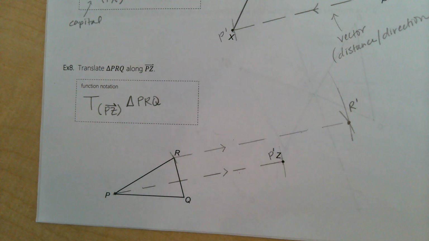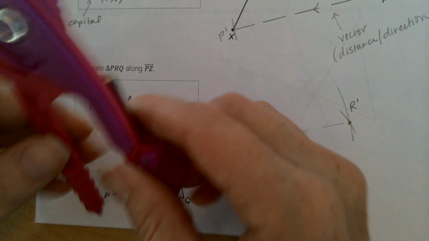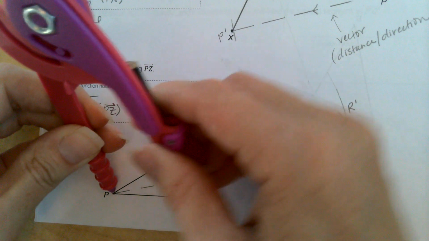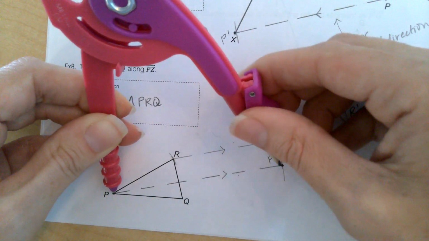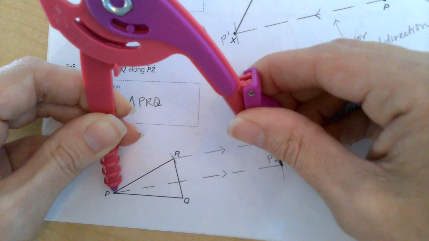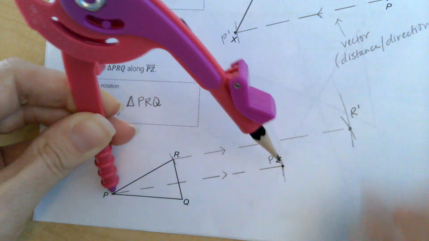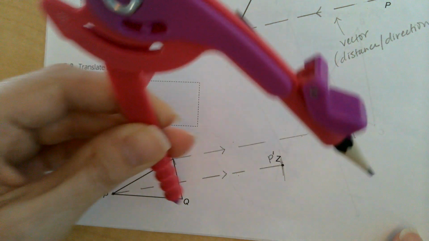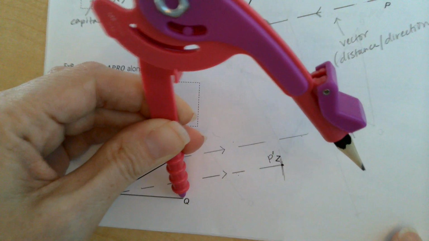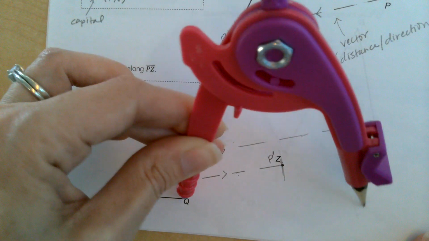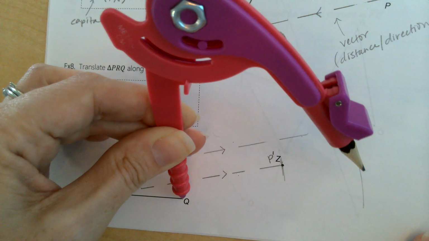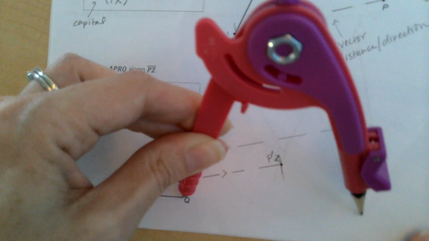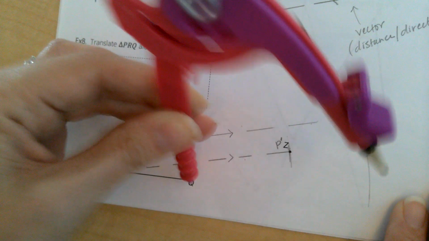Okay, now I have to do the same distance, so I have to measure my vector again. I'm going to measure my vector again. And now I'm going to put my compass on Q and go the same distance as the vector in the same direction. Mark it.